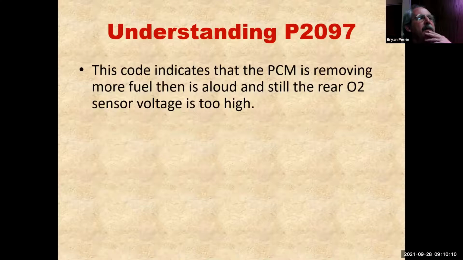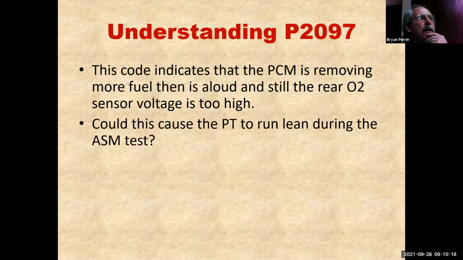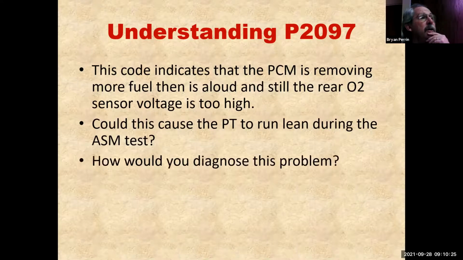So this code indicates the PCM is removing more fuel than is allowed. I still got to fix that typo. And still the rear O2 sensor voltage is too high. Could this cause a PT to run lean during an emissions test? Right, which I think we just agreed it could. How could I diagnose the problem? That's the hard part. How am I going to diagnose this?